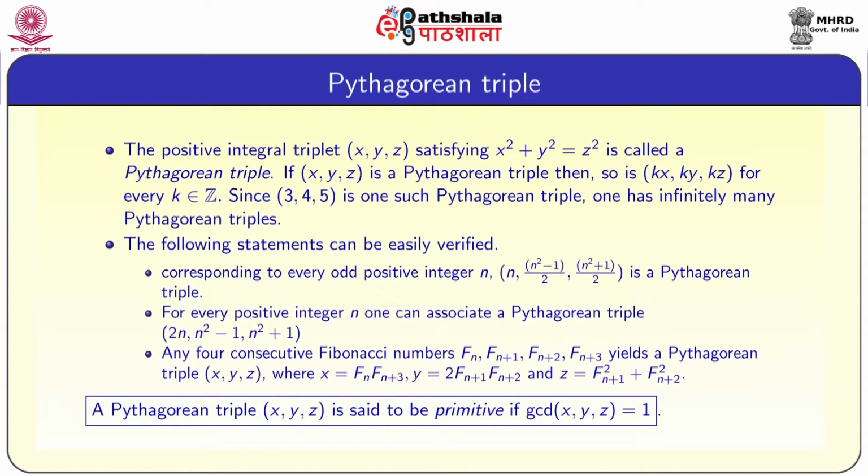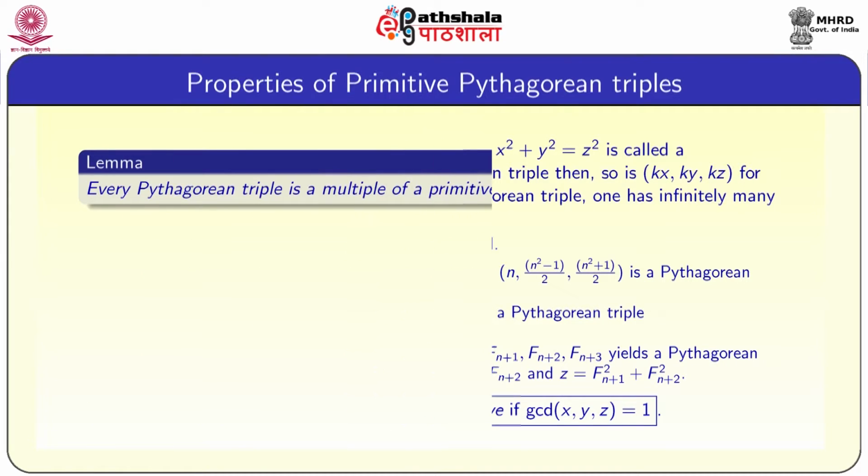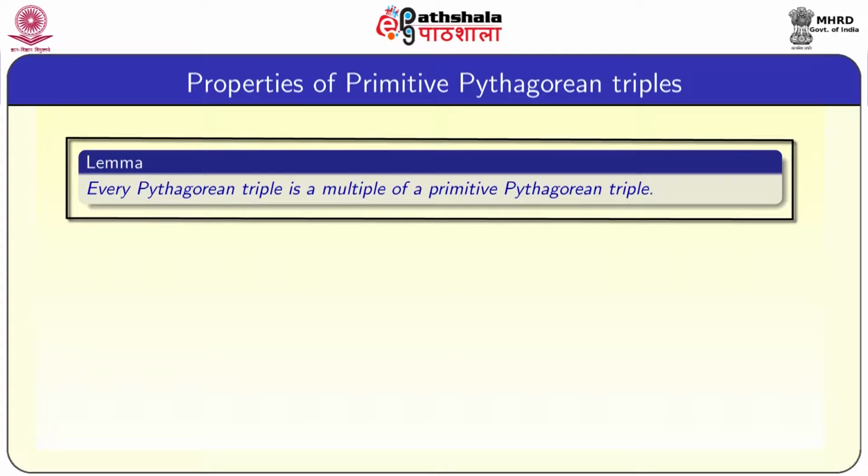A Pythagorean triple x, y, z is said to be a primitive Pythagorean triple if the GCD of x, y, z is equal to 1. So, now it is an extra property we are associating to the triple. If the GCD of x, y, z is equal to 1 and it satisfies x square plus y square equal to z square, then that triple x, y, z is called a primitive Pythagorean triple. So, we will see a few properties of primitive Pythagorean triples now.